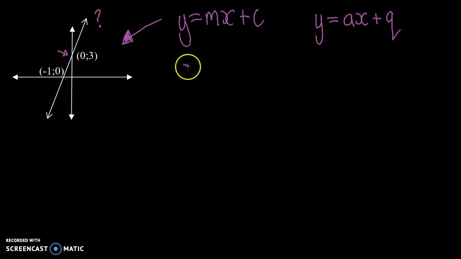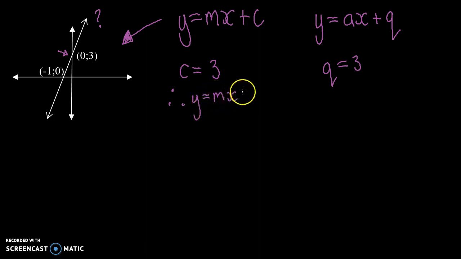Our y-intercept, in other words, our c value, is equal to 3. Or over here, our q value is equal to 3. That means so far we have y equals mx plus 3, or y equals ax plus 3.